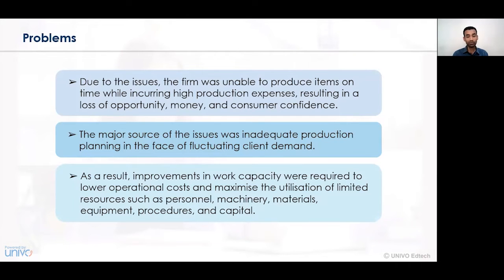As a result of this, the work capacity required improvement, and accordingly, the utilization of limited resources was of a challenging nature. The resources with respect to personnel, machinery, materials, equipment, procedures and capital were also limited, and accordingly, they were not optimally utilized. So with those concerns, there was a wastage of resources in the organization, and hence overall there was a problem with respect to the production expenses, inadequate production capacity, and the amount of resources being utilized.